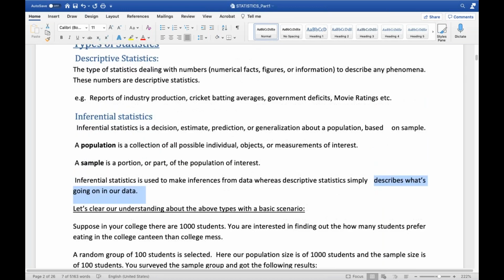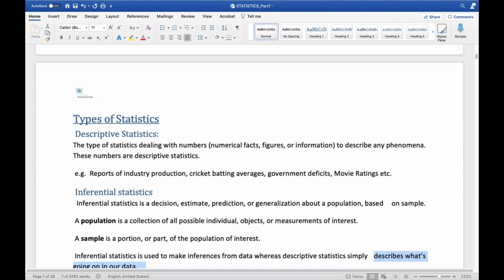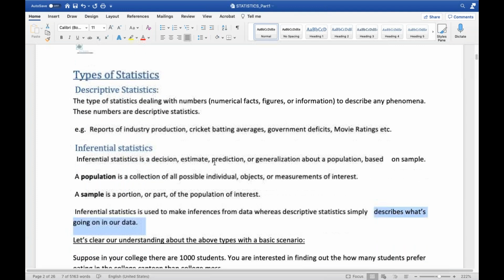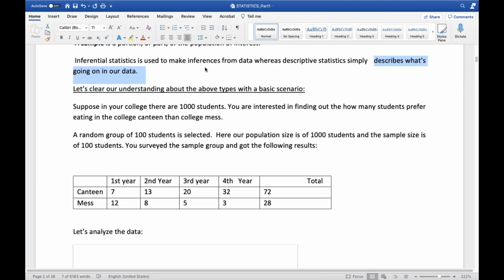Got it, right? I hope you understood what statistics is and what types of statistics we have. Mainly two types: descriptive and inferential statistics. And we need to understand the population and sample. Now let's have an example. This is a very tricky example, guys, but you can easily understand it. Let's clear our understanding of the types with a basic scenario.